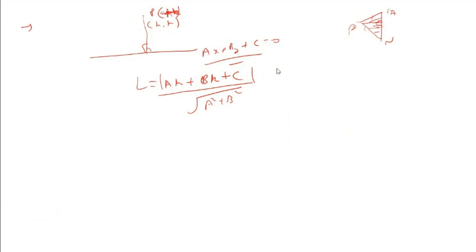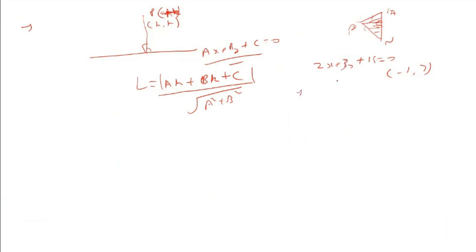Let's take a few examples where answers will change because of this modulus. If I tell you directly that there's a line, for example, 2x plus 3y plus 15 equal to 0, and find the perpendicular distance from the point minus 1 comma 7 to this line, that is easy to figure out, because you know the point, you know the line, just directly using this formula.